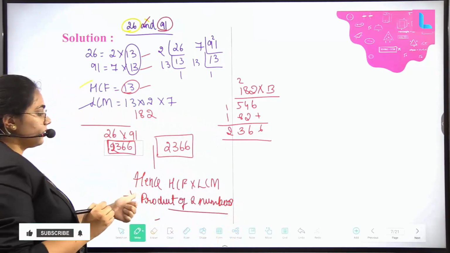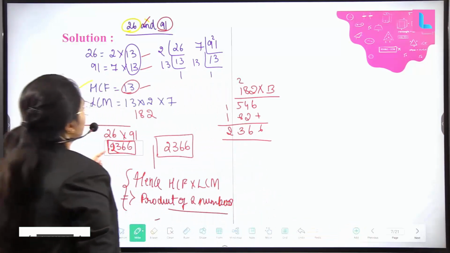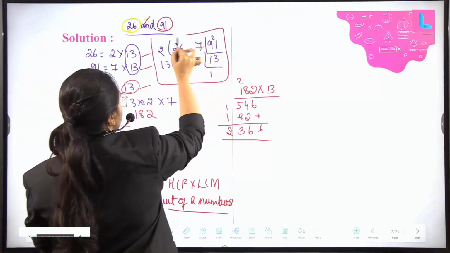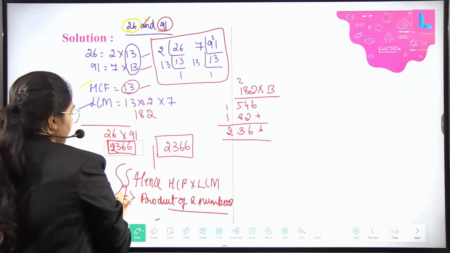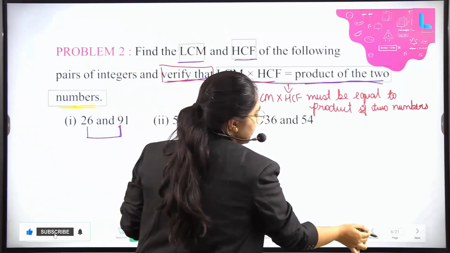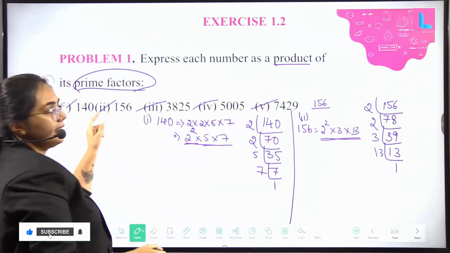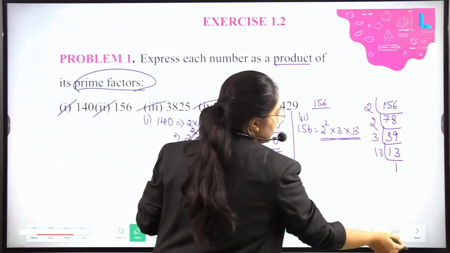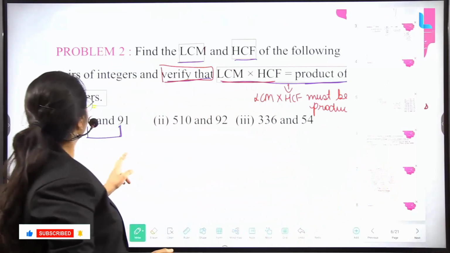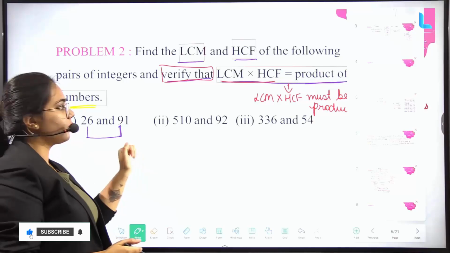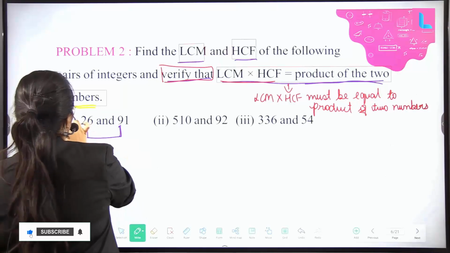You just have to write a conclusive statement that HCF into LCM is equal to product of two numbers. In this question, this working must be there, but your multiplication calculation is not needed, you just have to write this hence part. The first question we did was not of much importance. It is just a basic that you have to find the product of primes. But this question we solved just now, this problem 2, all these 3 questions you just have to solve because they are of more importance than question number 1. So question 1 is done.